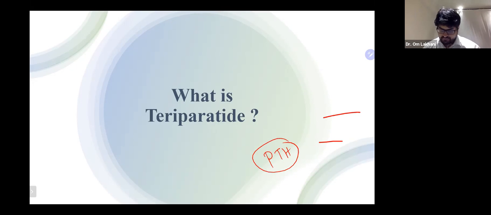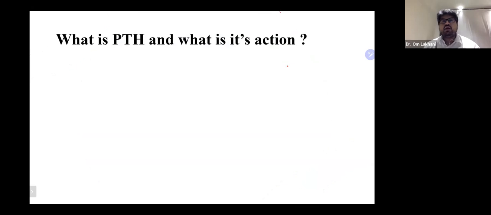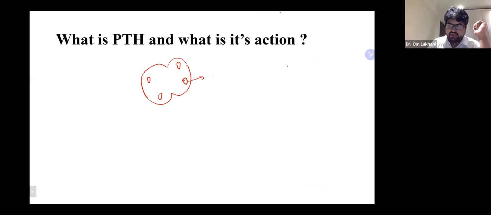But to understand what is Teriparatide, first we need to understand what is parathyroid or what is PTH. Okay. So PTH basically is a hormone in your body, right? And PTH is produced by, so this is your thyroid gland, right? And you have 4 parathyroid glands behind the thyroid, right? So this is the parathyroid gland. This produces a hormone which is known as parathyroid hormone, PTH, right?